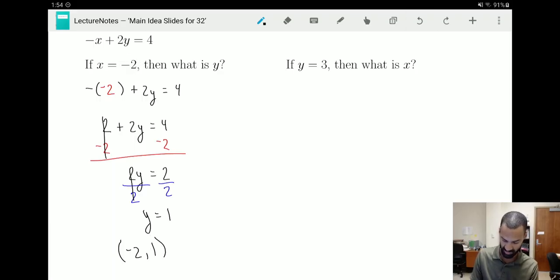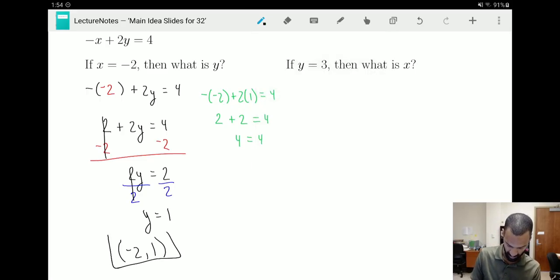You can actually see this play out. Let's plug those numbers in and see if they actually do what I said they're going to do. If you plug in negative 2 for x and you plug in 1 for y, I should get a true equation. So negative negative 2 is a positive 2, plus 2 times 1 is 2, equals 4. 2 plus 2 is 4. It turns out that 4 equals 4, right? So yeah, negative 2 comma 1 is the ordered pair that results from choosing x to be negative 2.